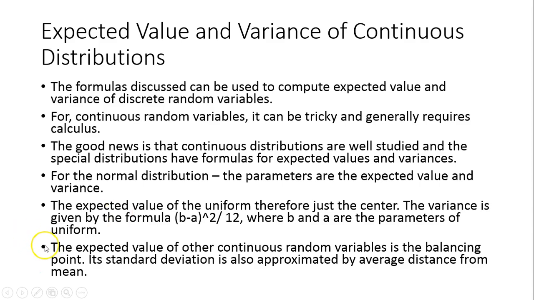Let's see the next one. The expected value of other continuous random variables is the balancing point. Its standard deviation is also approximated by the average distance from the mean. You can approximate this. Okay.